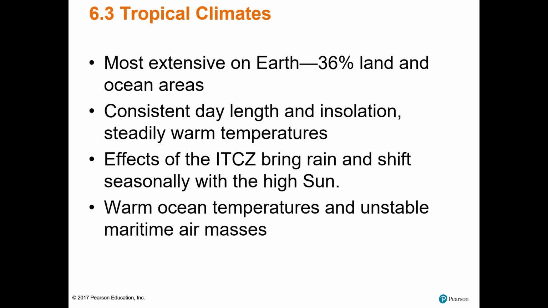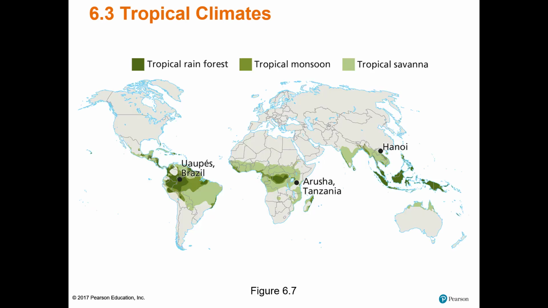Tropical climates are the most extensive on Earth. 36% of the land and ocean areas fall under a tropical climate, and there's a consistent day length and insolation and steadily warm temperatures. The effects of the intertropical convergence zone bring rain and shift seasonally with the high sun, and the warm ocean temperatures and unstable maritime air masses are characteristic of this area. So here are the tropical climates of the world represented with different shades of green.